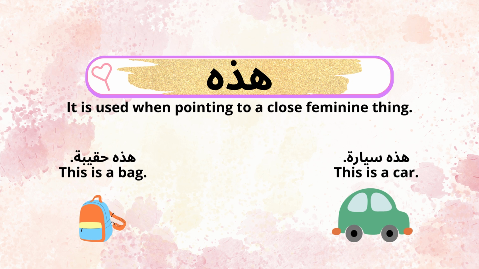سيارة, which means a car, is a feminine word. هذه حقيبة. حقيبة, which means a bag, is also a feminine word. So we use هذه with both of them. So we conclude by saying هذه is the word this for feminine words in Arabic.